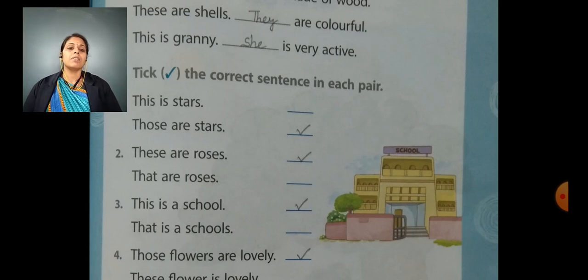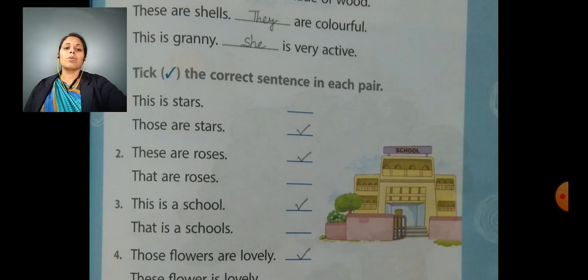Next, this is a school, that is a schools. So that is a schools is not the correct sentence. What is the correct sentence? This is a school. Okay, so school एक है, तो वहाँ पे हम this का यूज करेंगे.